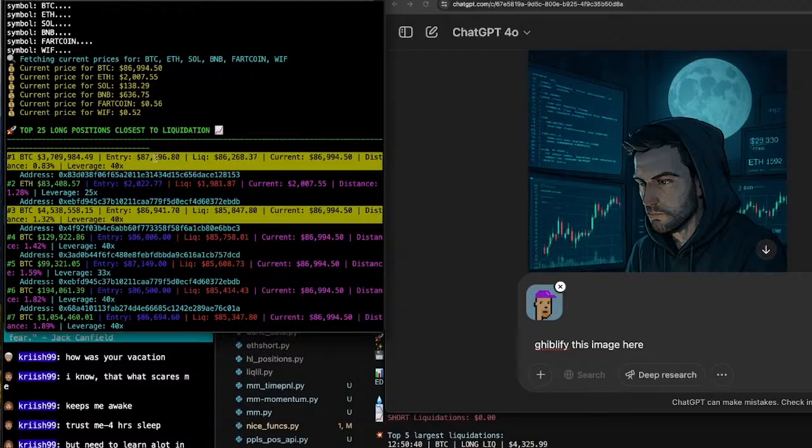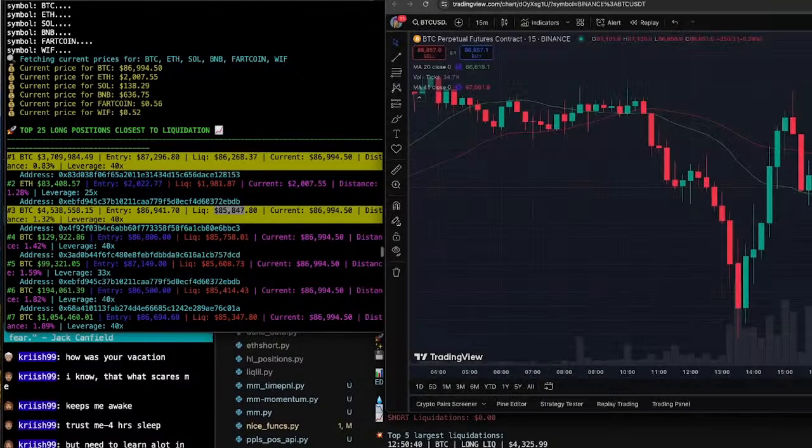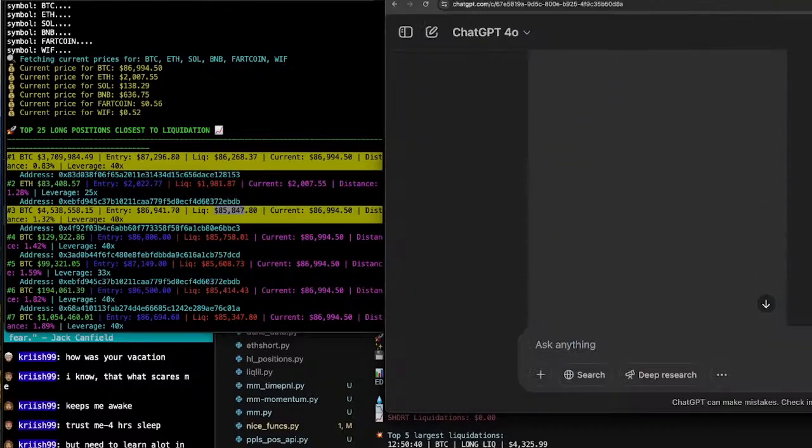Okay, so this liquidation is 8,547. Gibify that image and then come back to me later. 85,847 here is a big liquidation. By then it will be 10 million in liquidations. It's not 10 million, but it's like 8 million. You know, I just want to say 10.